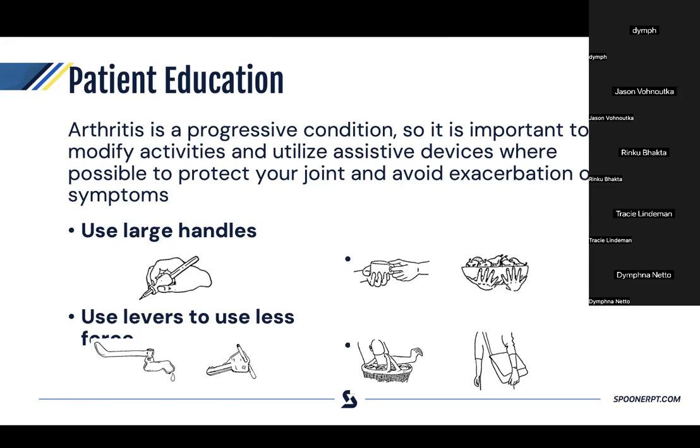And then lastly, try to use larger joints when possible. We've all been there where we want to carry all of our groceries in at once and you end up loading up both your hands. But instead of loading up your hands, you could load up your shoulders and your forearm, taking that stress away from your hands.